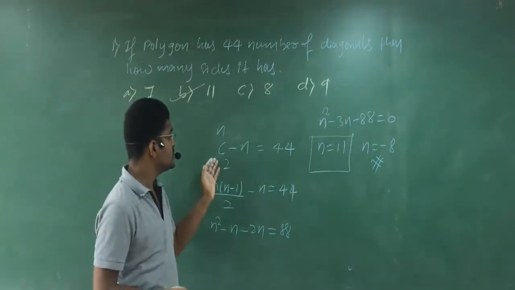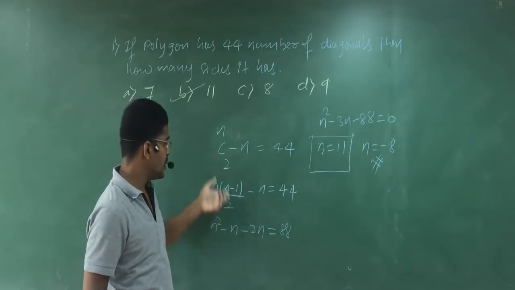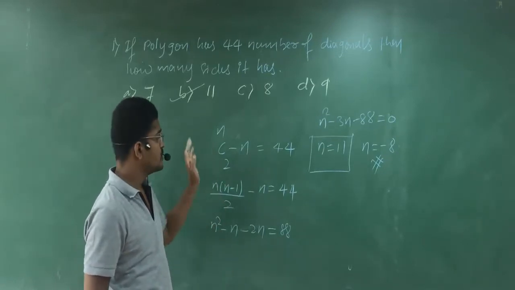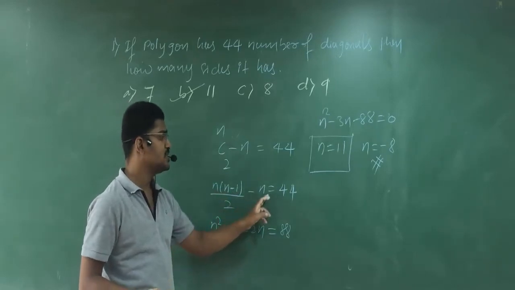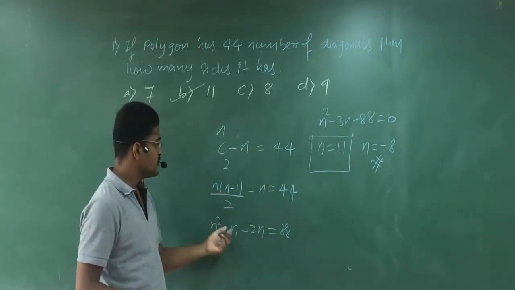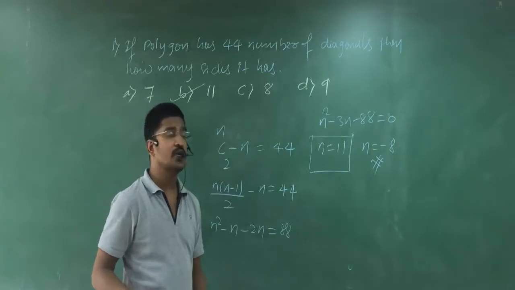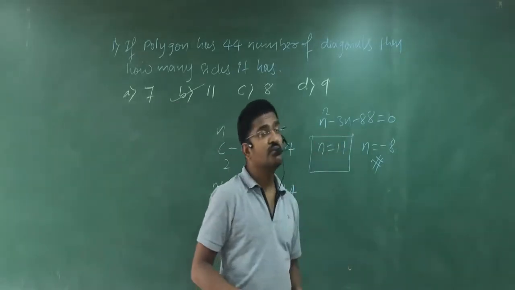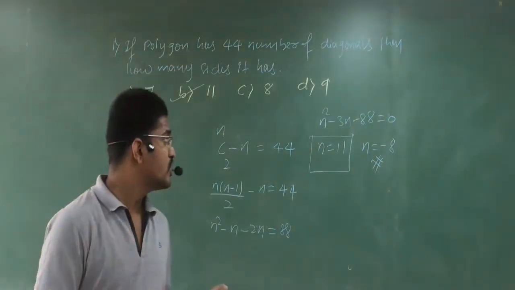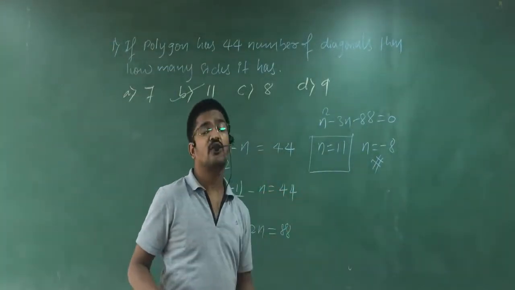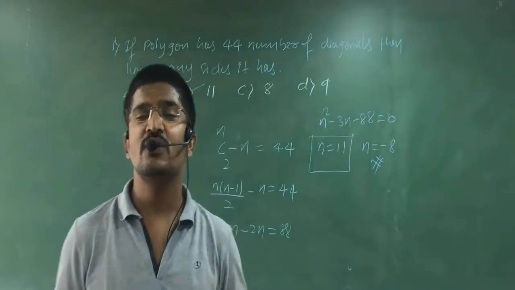You can simplify this nC2 minus n in detail, no problem. I have skipped so many steps here. So you simplify those steps and see n into n minus 1 divided by 2 minus n will be equal to 44. If I simplify, you get n square minus 3n minus 88 equals 0. If I factorize that, you have n equal to 11 and n equal to minus 8. So 11 will be your answer.